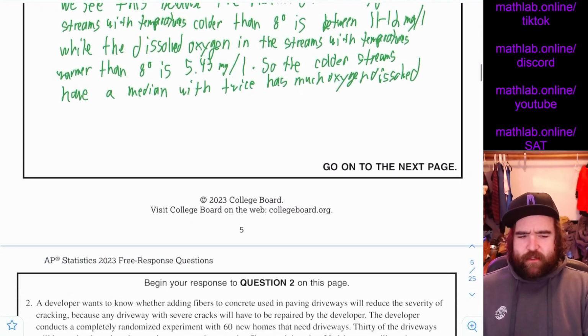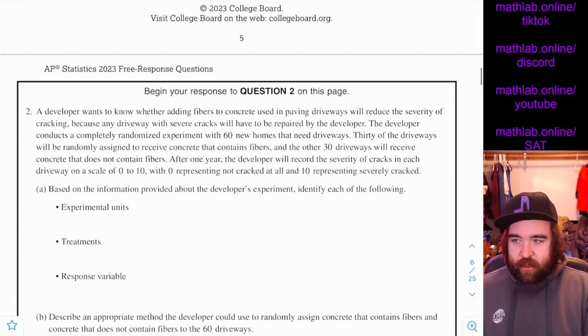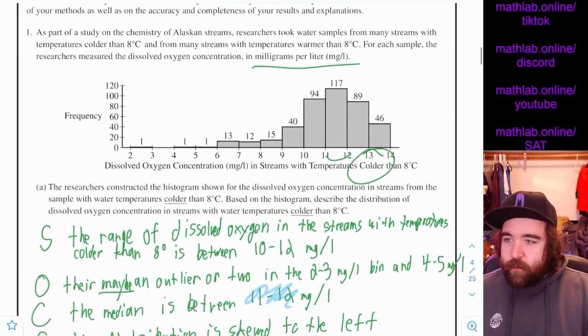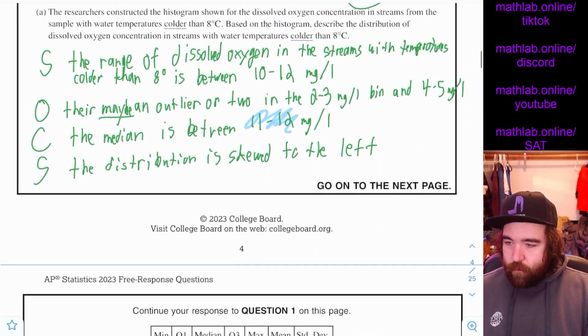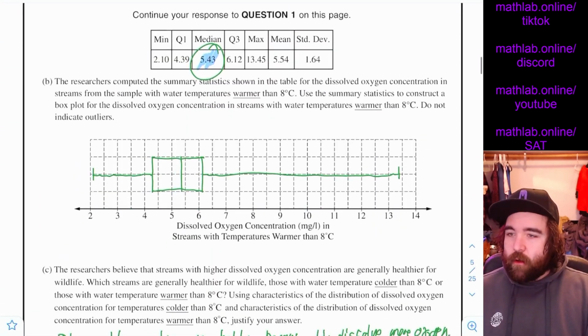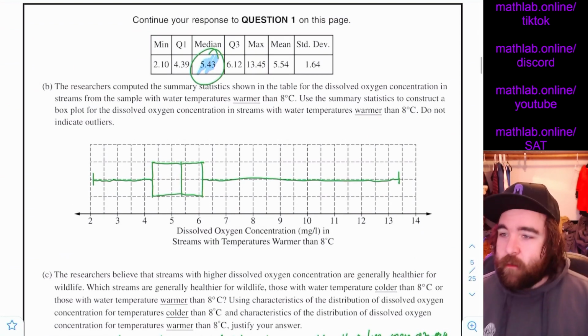Yeah, that's characteristics of the distribution. That's pretty much exactly what they want. All right, cool. 12 minutes. How much time are we supposed to spend per question? An hour 5 divided by 5 is 21. So we're looking pretty good. Is that true? It's not true, is it? It's 13. So we're looking less good, but still good.